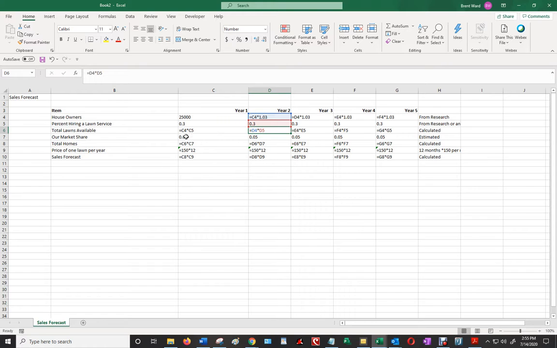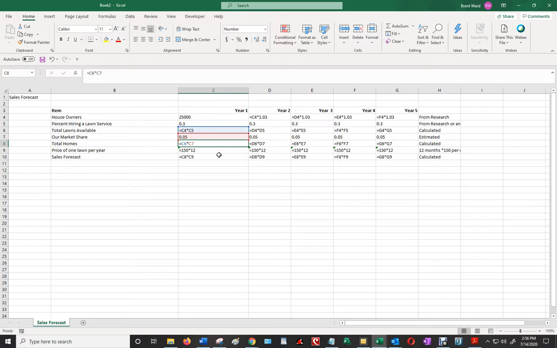Then our market share is just what your company, I say our, I mean us, the people doing this assignment, would capture. I assume just 5% because that doesn't sound like a huge amount to capture, and so I think that's estimated and reasonable. The total number of homes is going to be equal to C6, this figure, times that figure, the total lawns available by the market share, which gives us that.